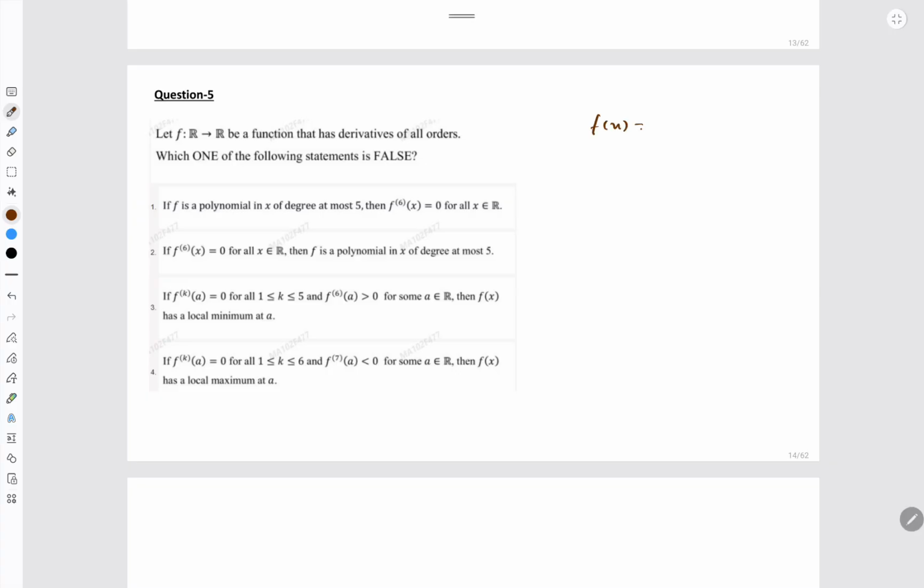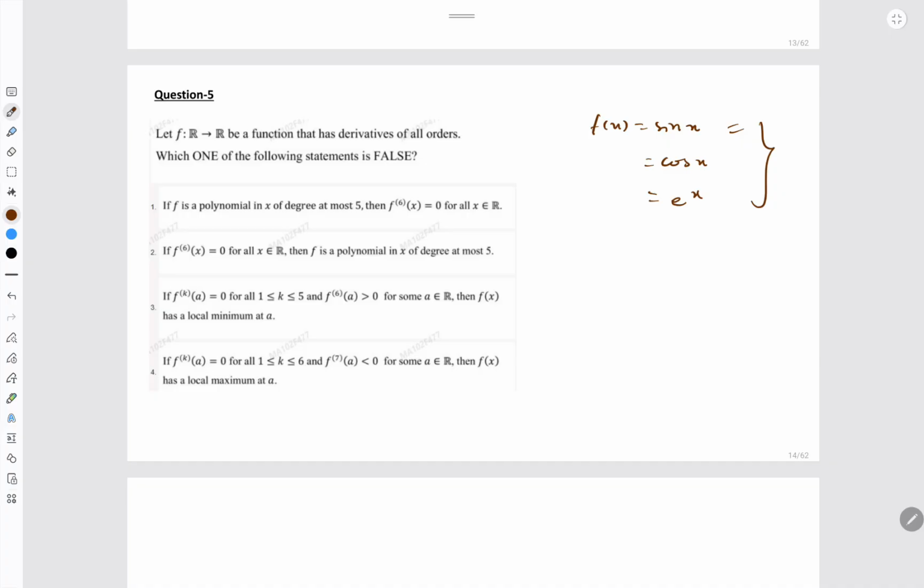f of x is sin x is also such a function whose all derivatives exist, if you can differentiate this function n number of times. It can be cos x as well, it can be e raised to the power x as well, it can be log x. No, right? Because the domain of log is not all real numbers, it is just the open interval 0 to infinity, so it is not such a function. But yeah, we can combine this function or any other function.